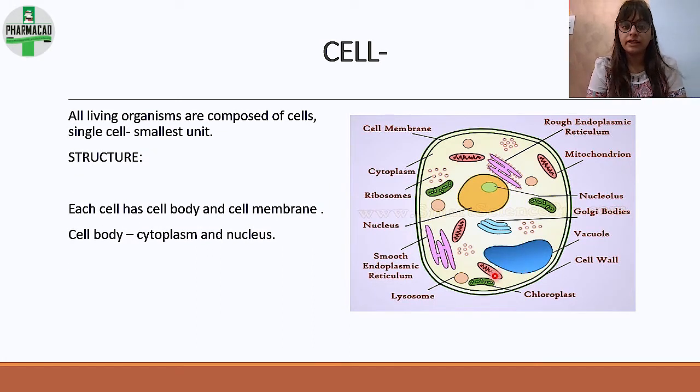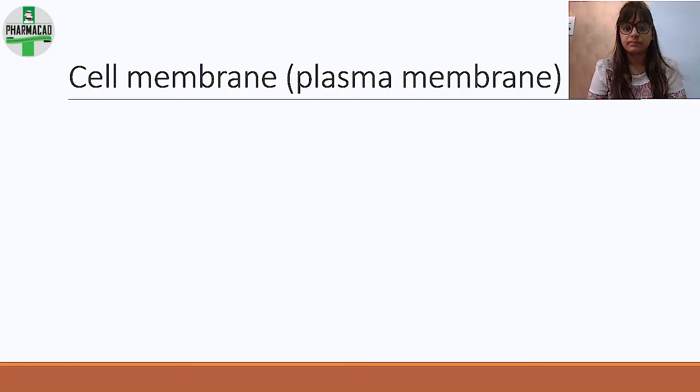What comes under structure? Each cell has cell body and cell membrane. Cell membrane is this part and cell body is whatever is there inside. Inside, mainly we can divide it into cytoplasm, that is the light yellow, and the nucleus, that is the dark yellow structure. We talk about each and every part now in a little bit of detail, not much.